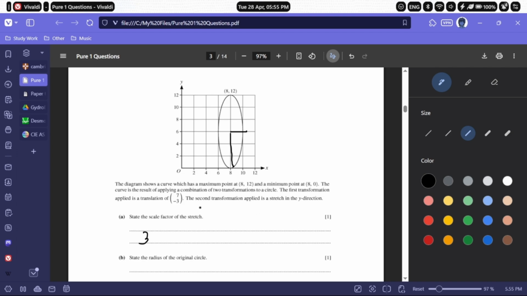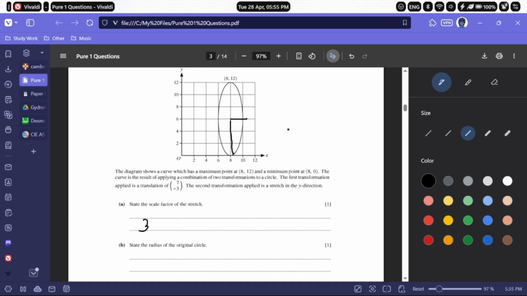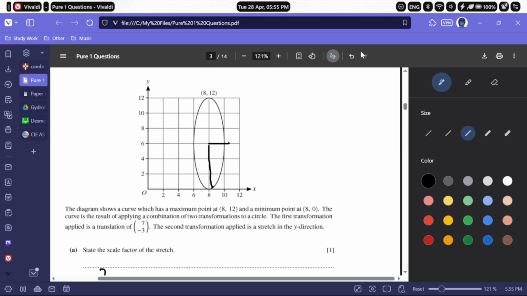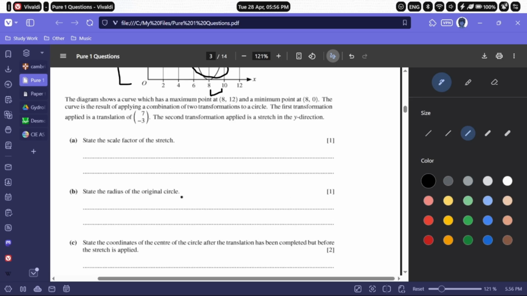State the radius of the original function circle. Okay, so it's basically, wait, let me just draw it so you guys get an idea. Because you stretched it by a factor of 3, when you decompress it, or undo the stretch, you're basically doing 12/3, right? So your maximum would be over here if you unstretch it, like this. Now you can look at this. So your radius is from 8 to 10, for example. So that's just 2 units.